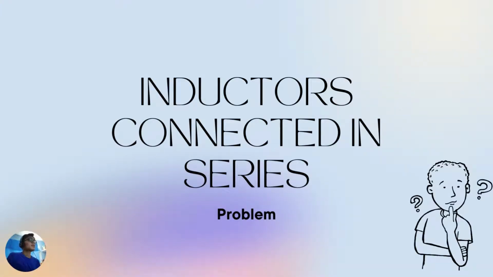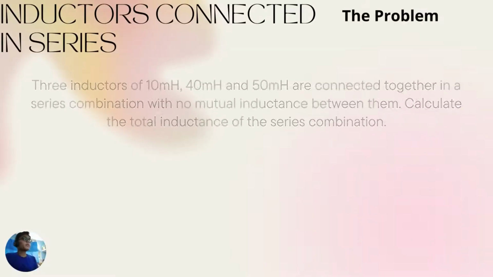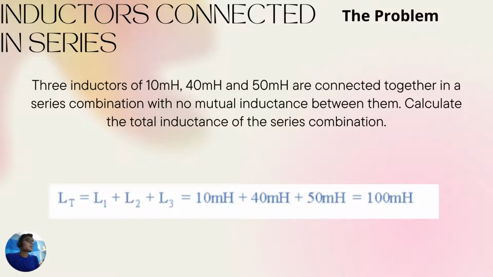Now, a problem on inductors connected in series. Not a problem as such, but generally a question. Let us assume there are three inductors of 10 millihenry, 40 millihenry, and 50 millihenry connected together in a series combination with no mutual inductance between them. Calculate the total inductance of the series combination. So L total would be just the sum of them, and we get the sum to be 100 millihenry. It's as simple as that.